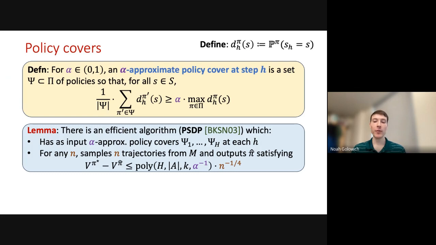Now, why is learning a policy cover useful? It essentially boils down to the following fact, which is that there's an efficient algorithm known as the policy search by dynamic programming, or PSDP algorithm, which satisfies the following guarantee. It takes as input an alpha approximate policy cover at each step little h. So we have policy covers psi 1 through psi h. Then for some positive integer n, the algorithm PSDP samples n trajectories from M using these policy covers, and then it outputs a policy pi hat whose suboptimality is bounded by a polynomial in the various parameters, namely H, A, sparse, decay and 1 over alpha, times an inverse polynomial in the number of samples n.